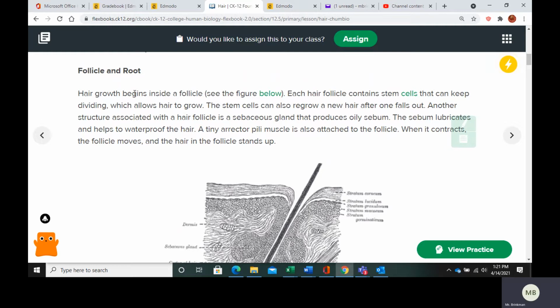So hair begins to grow inside the follicle, and each hair follicle is going to have stem cells that just divide and allow the hair to grow.